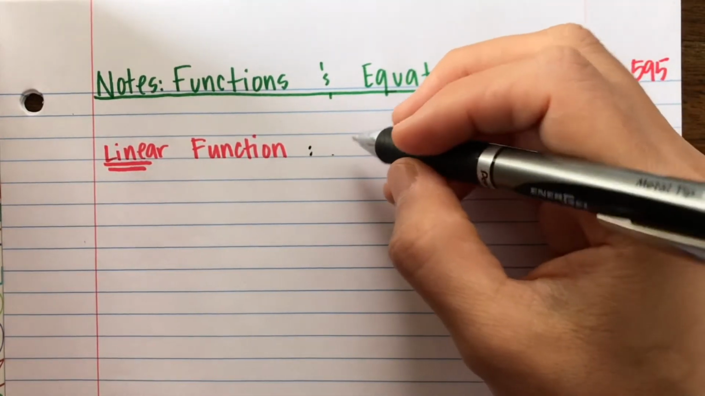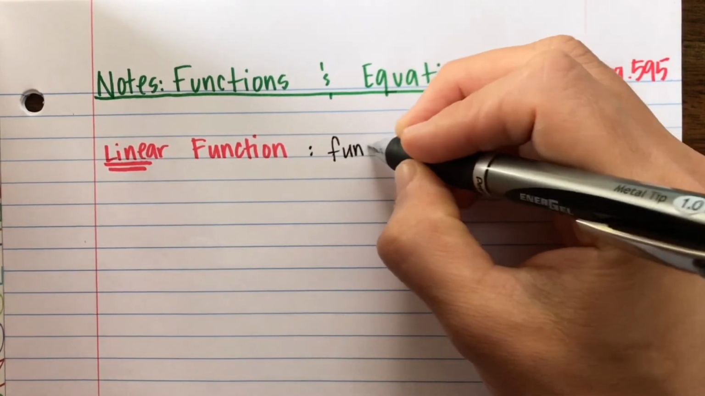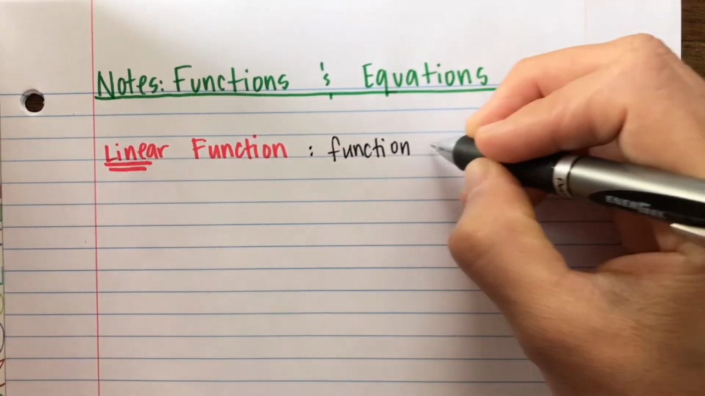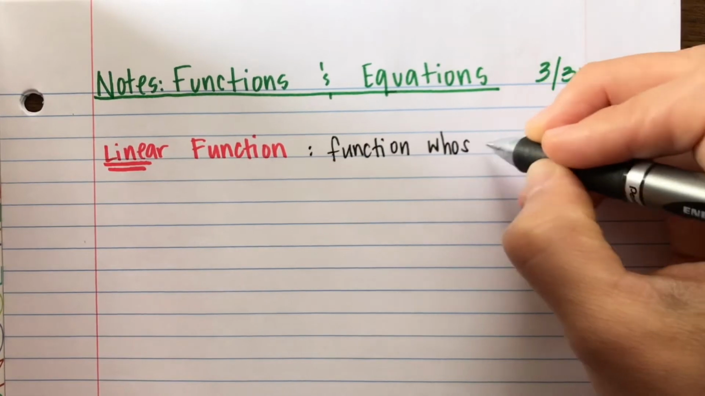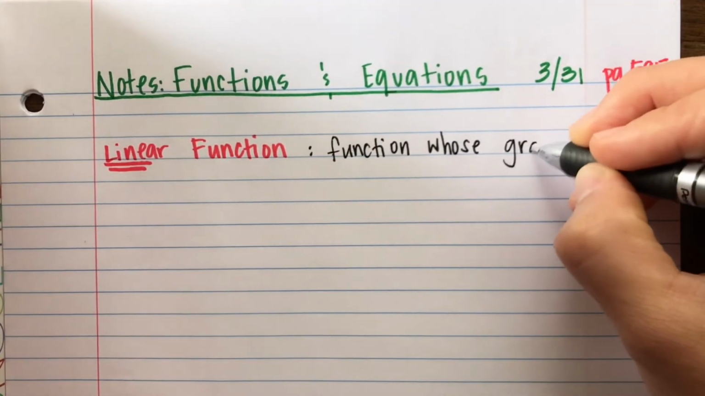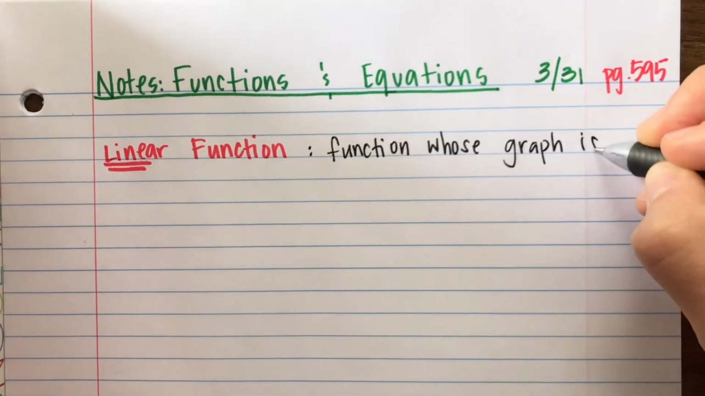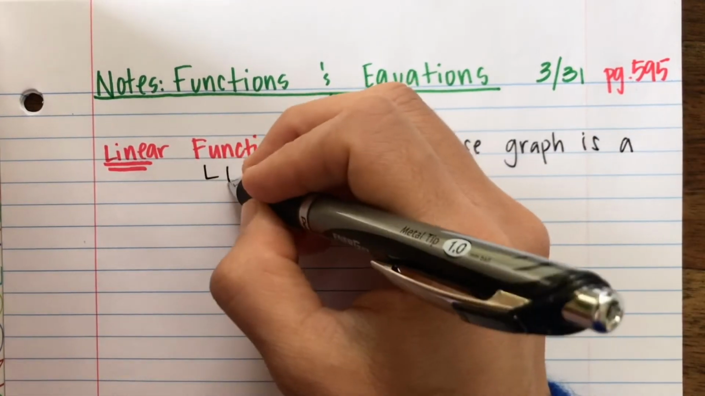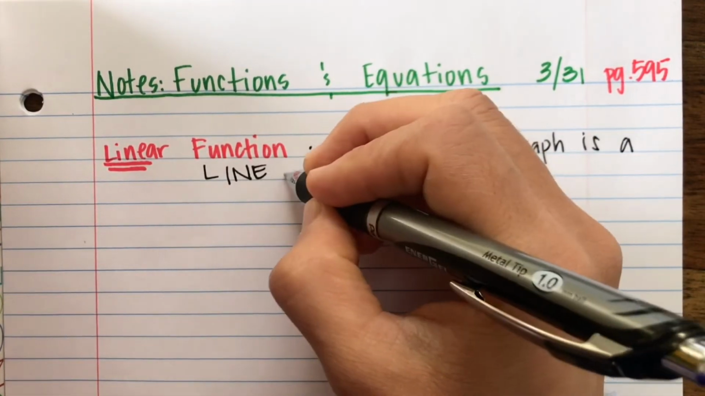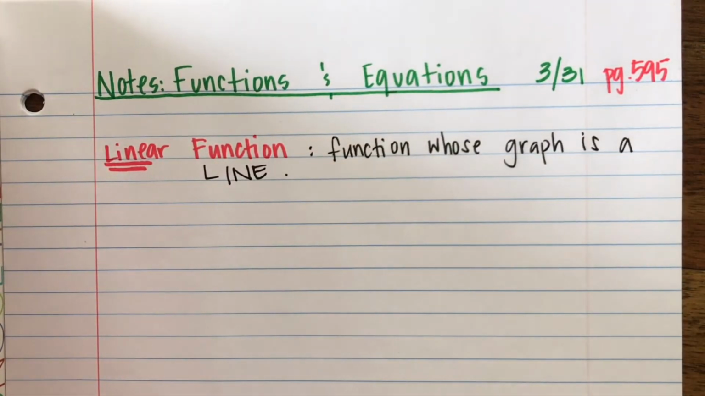So it's a function, and I'm getting this from the textbook, guys. It's a function whose graph is a line. Isn't that fancy? So simple, so straightforward, and yet so elegant. And so how do we pull out an equation from the data that we get?